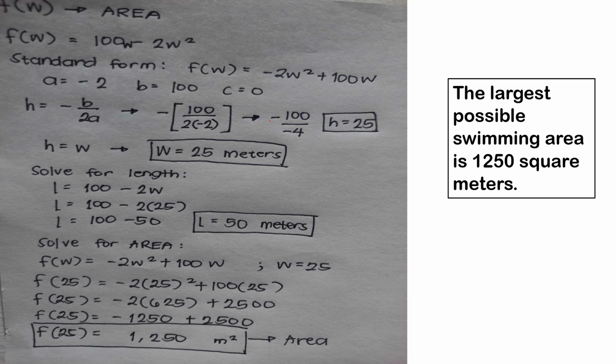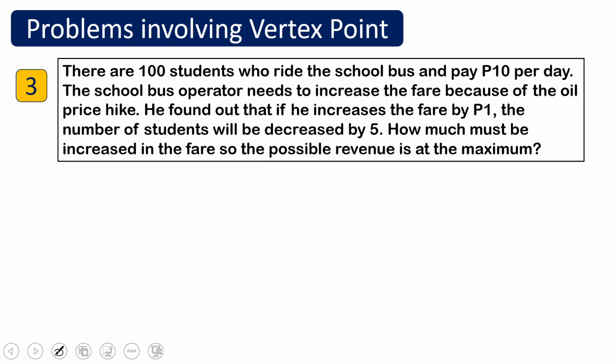Okay, let's try another example, which is the revenue example. There are 100 students who ride the school bus and pay 10 pesos per day. The school bus operator needs to increase the fare because of the oil price hike. He found out that if he increases the fare by 1 peso, then the number of students will be decreased by 5. So from 100 students, if he increases 1 peso, the number of students will be decreased by 5, so it will be 95.